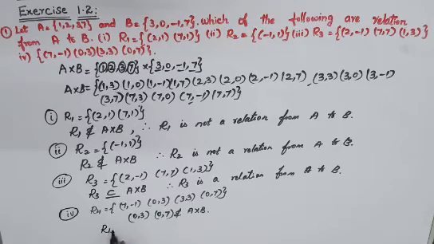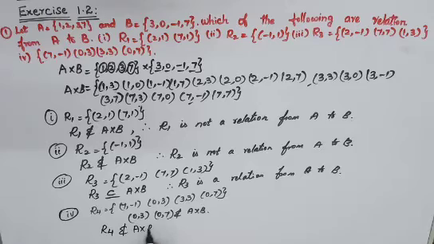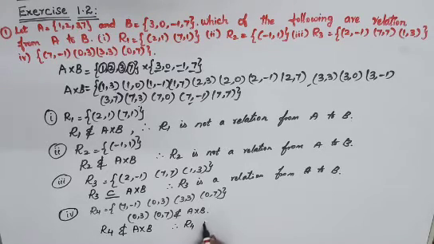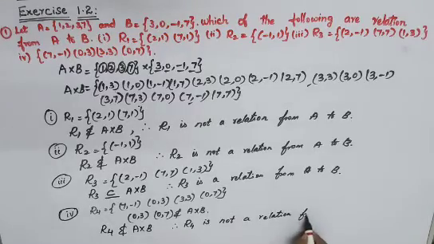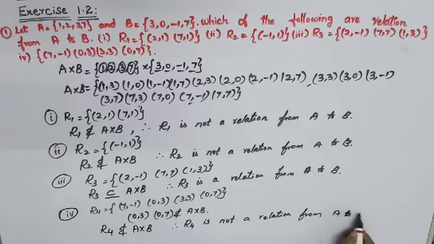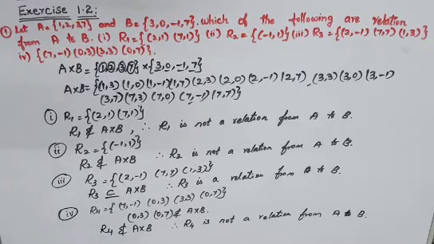R4 does not belong to A cross B. Therefore, R4 is not a relation from A to B. So this is the answer for the first question.